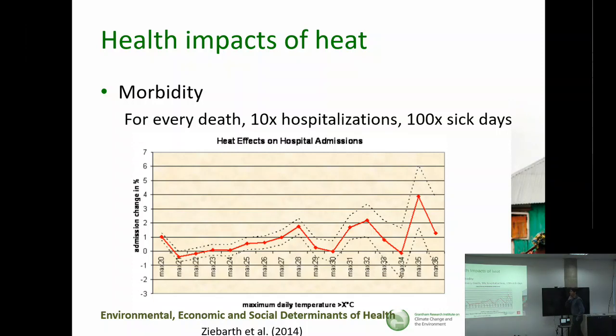All this time I've been talking about death rates. The same thing is true of morbidity. It's often said for every death, there are something like 10 hospitalizations. For every hospitalization, there are something like 100 sick days of lost work. And so for higher temperatures, this is based on the maximum temperature of the day up to 36 degrees C, you have significant increases in hospital admissions rates.